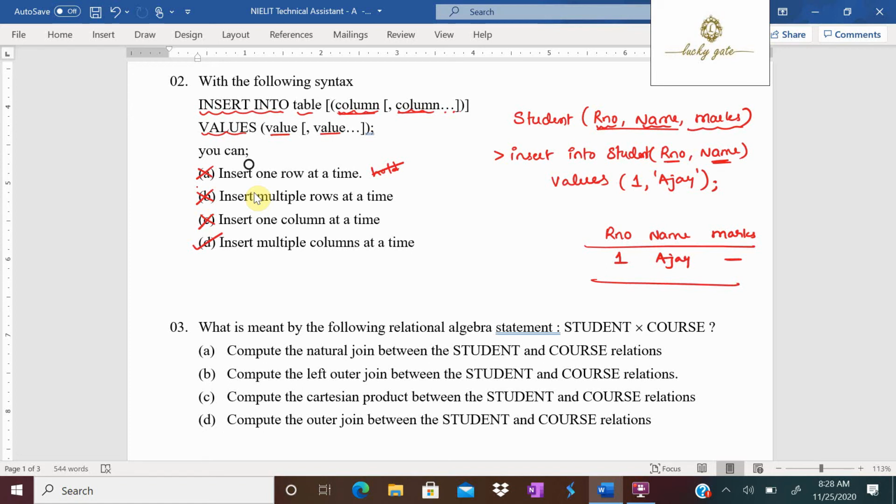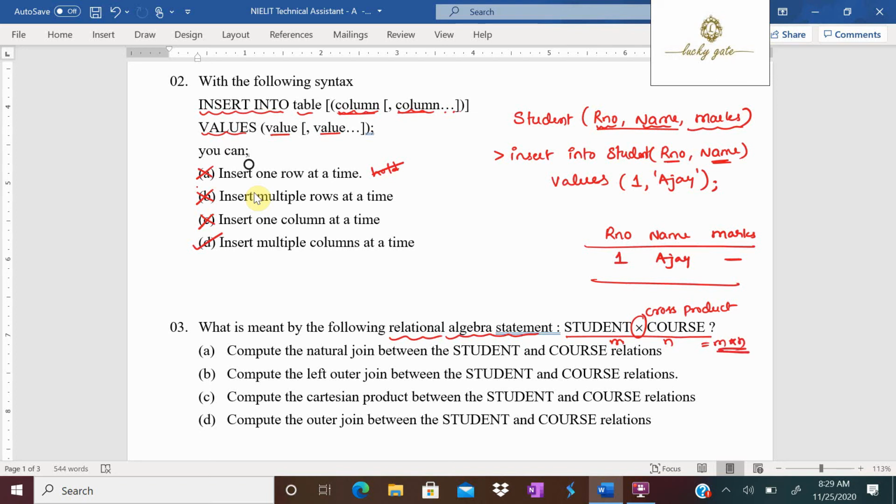Coming to question number 3. What is meant by the following relational algebra statement? The relational algebra statement is student cross course. This operator is called a Cartesian product or cross product. Means it is performing a Cartesian product between student and course. Let us say student is having m rows, course is having n rows. Its Cartesian product contains m into n combinations.